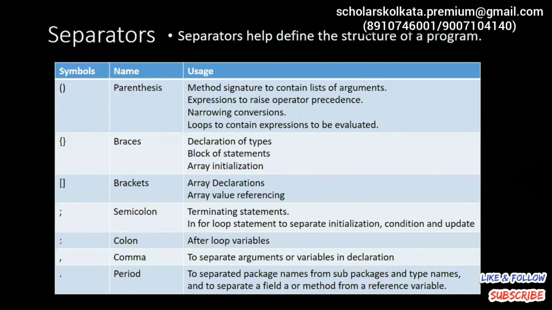First of all, the first bracket, which we commonly call the parentheses, is used for method declaration, narrowing conversions, to evaluate loops, and to raise precedence. Suppose we have already done BODMAS. For computer science we deal with BEDMAS. For that kind of operation we use parentheses. Then come braces. We will commonly deal with braces when we start Java programming. Braces are a way to declare types, to separate statements, and for array initialization.